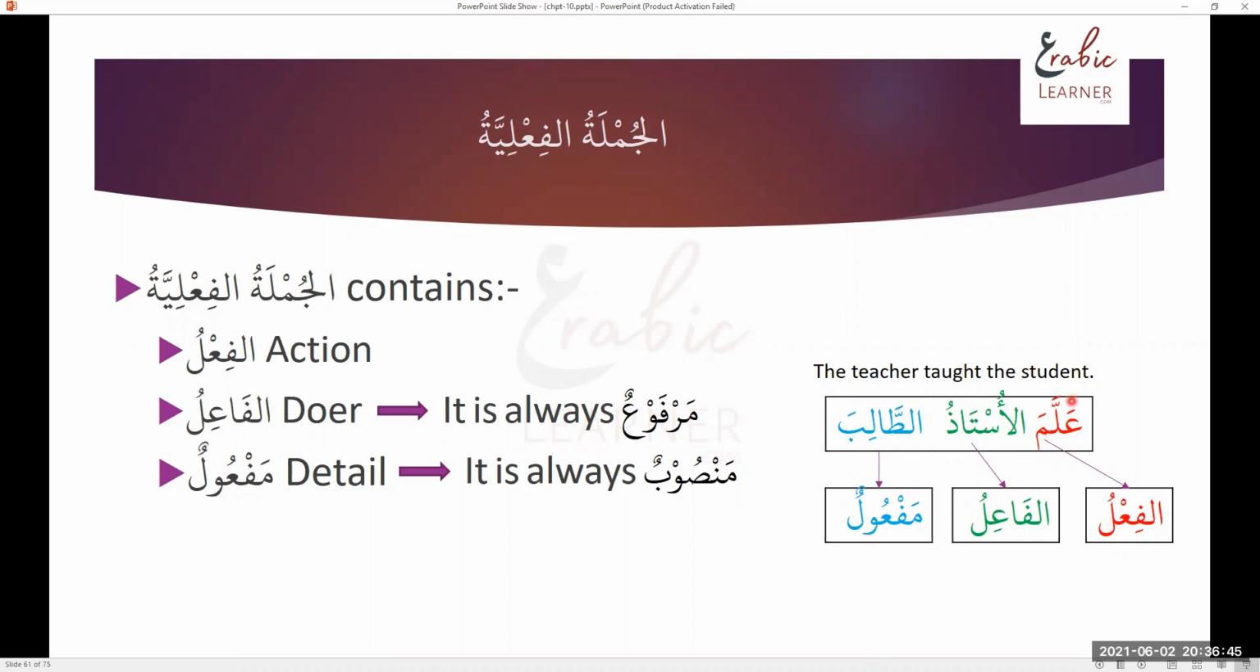So when the fi'l is coming, and after fi'l we will look for an ism which is in the state of rafa. The moment we see the ism which is in the state of rafa, we know that that ism is the doer of that fi'l. And if we see an ism that is in the state of nasab, then we know that it is not the fa'il, rather it is the detail. So that is maf'ul. Understood, brothers and sisters? Clear till now?